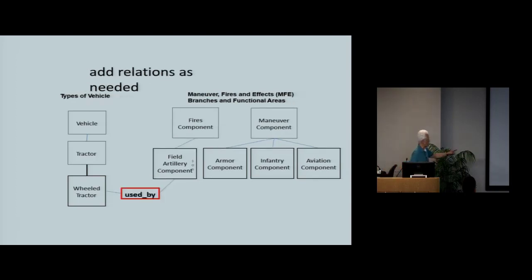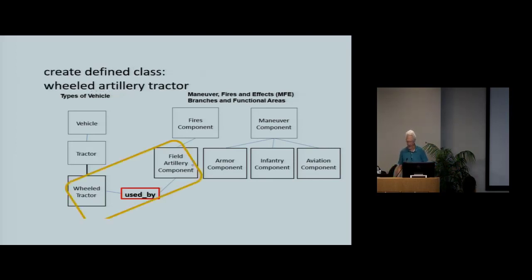But now we can link the two. So a wheeled tractor is used by a field artillery component. And in this way we can begin to create an application ontology. What are the wheeled tractors which are used by the field artillery components? And what are the wheeled tractors which are used by the aviation components, for instance, to deliver petrol or something? So we have a new term, a wheeled tractor used by a field artillery component. That's an application ontology term.